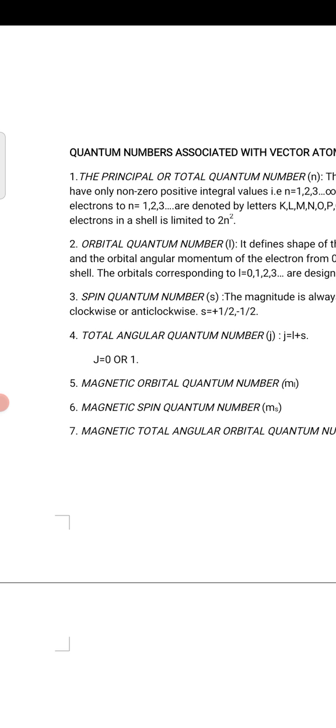When the vector l is inclined at an angle theta to the direction of the field, ml is equal to l cos theta. So ml has to be an integer and cos theta can never exceed unity. Unity means 1. So for l equal to 0, ml is equal to 0, and for each value of principal quantum number n, there is only one orientation, the s orbital.